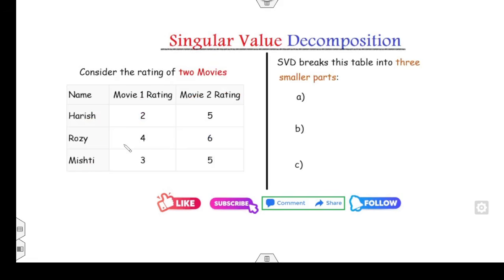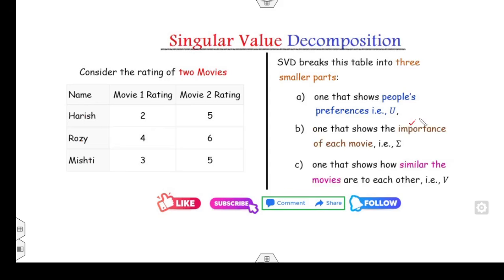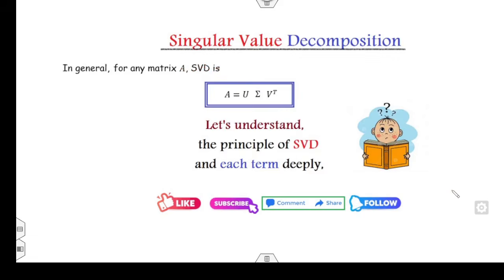So in this case, U will tell us about the people's preferences, like Harish, Roji and Misty will give you the preferences. Sigma will tell us how each factor plays a role, that is, the importance of each movie, and how these two movies are similar to each other tells us about the factor V. So this is the physical significance of the singular value decomposition.